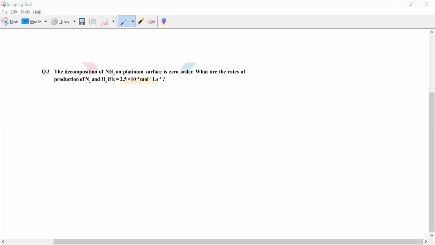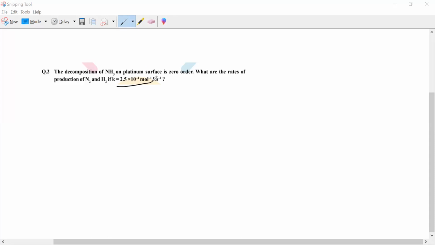The second question: the decomposition of ammonia, NH3, on a platinum surface is zero order. What are the rates of production of nitrogen and hydrogen, if the rate constant K is 2.5 into 10 power minus 4 mole per liter per second?